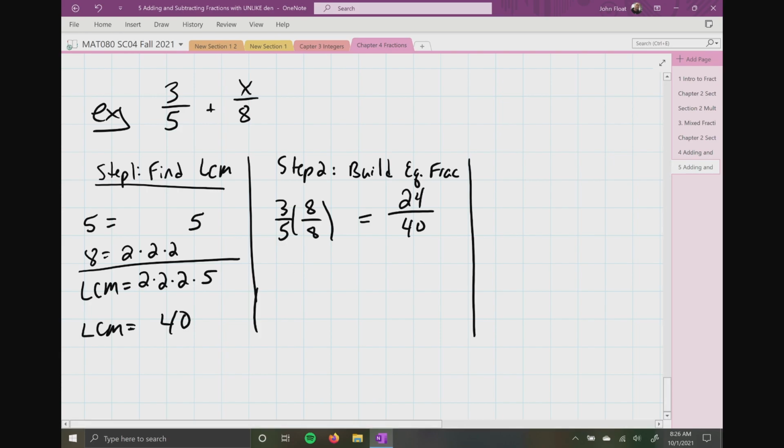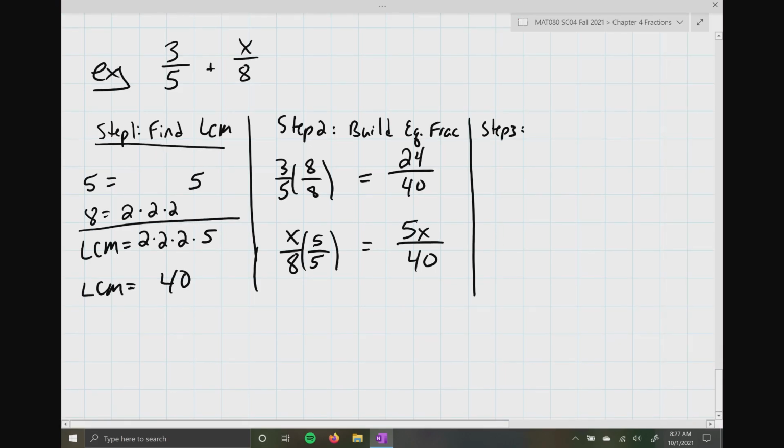Now this second one is x over 8, and we know we have to multiply by something. So that something is going to be a 5. So it's going to be 5 over 5. However, x times 5 is just 5x. It's 5 times x. If you knew what x was, you would multiply those two numbers together. Unfortunately, you don't. So you just write it as 5 times x. Step 3. We're going to rewrite.